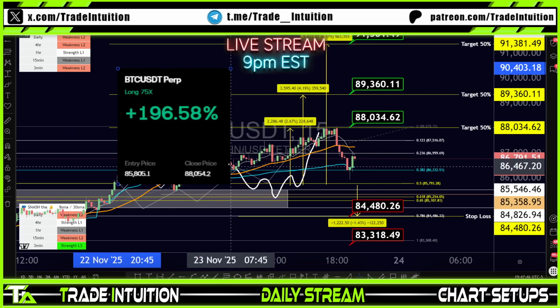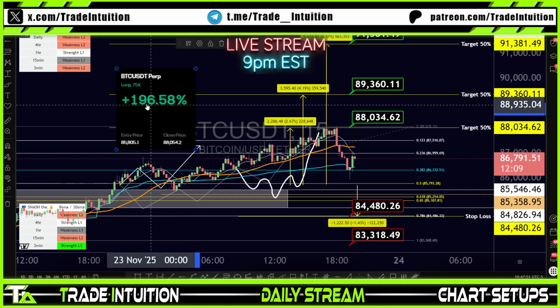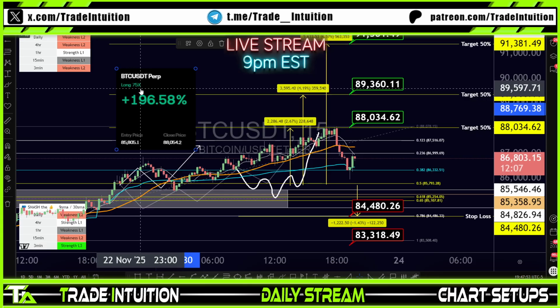Now, granted, I don't recommend super high leverage. When you use high leverage, you use little money. When you use low leverage, you use more money.